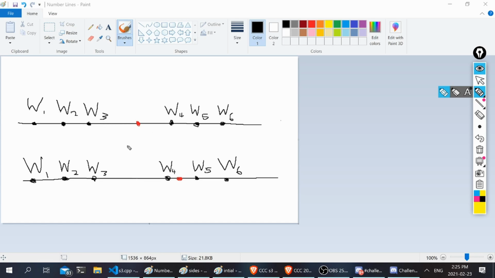The thing about this is that if we move to the right, we're going to be decreasing our value of C by weight 4, weight 5, and weight 6, the sum of all of these weights on the right. And we're going to be increasing it by weight 1, weight 2, weight 3. The reason why is because the distance is now 1 meter longer to weight 3, to weight 2, to weight 1.